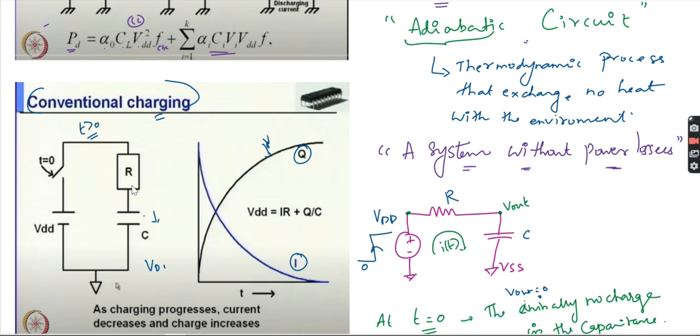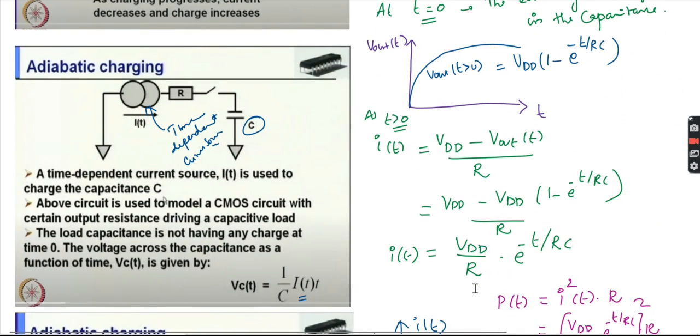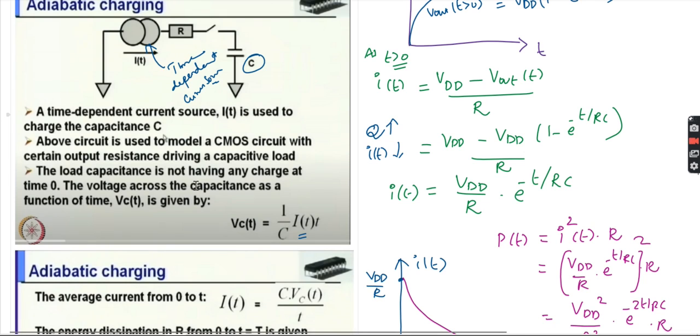Because, as we have seen previously, the current is VDD by R, correct? Here it is VDD minus V out by R. So here we have seen the parameter. What happened? As the charge increases, for t greater than 0, the I of t will decrease. That is, your current will decrease. That is why we write VC of t, the voltage across the capacitance as a function of time. VC, or V naught of t, will be 1 by C into the integral of I of t.